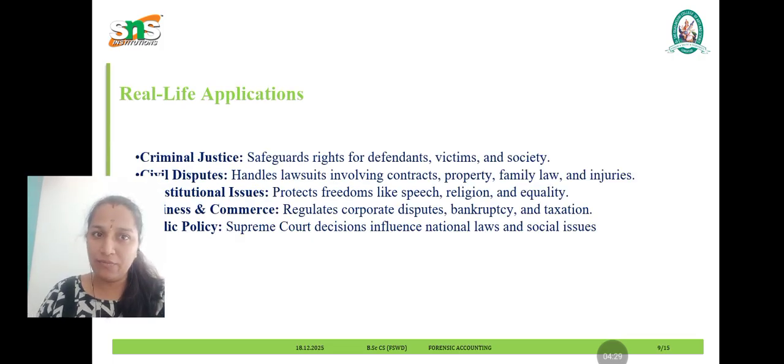Here is the real life example. We safeguard rights for defendants, victims, and society, and handle lawsuits involving contracts, property, and family law. What are the issues we are handling? It protects freedoms like speech, religion, and equality. It also regulates corporate disputes and taxation, and the Supreme Court's rulings influence national laws on social issues.